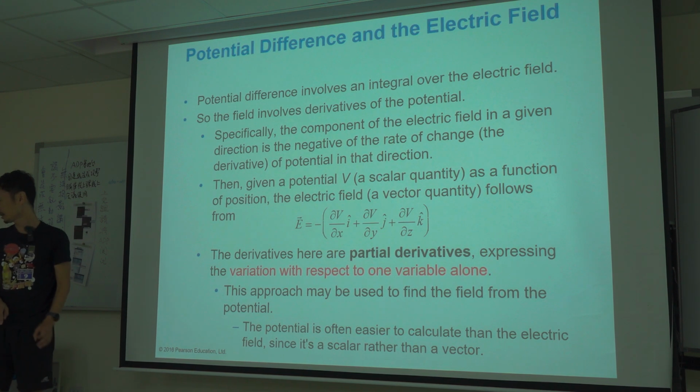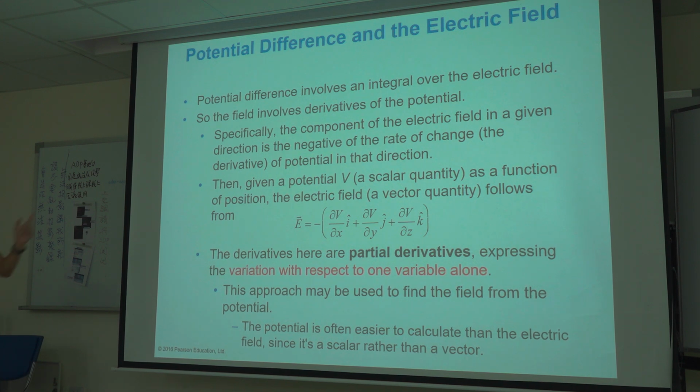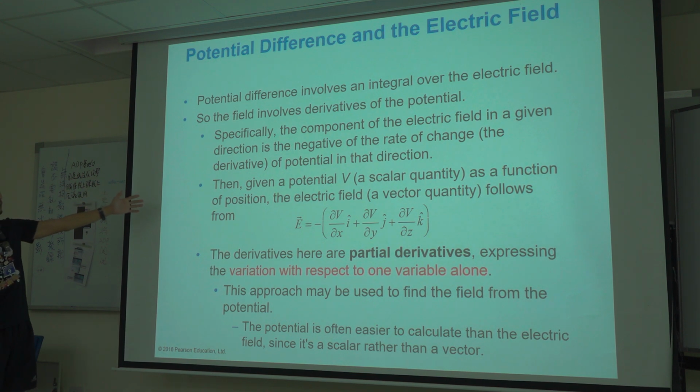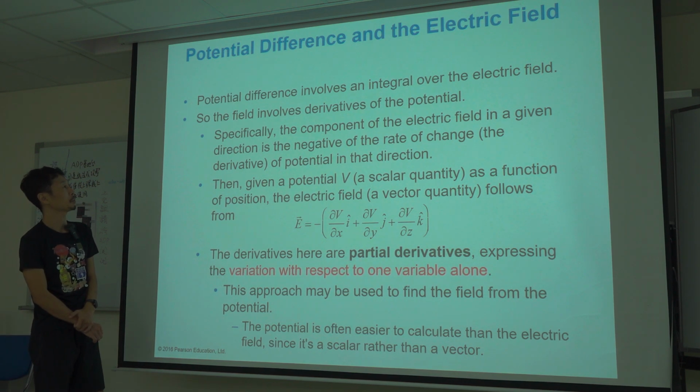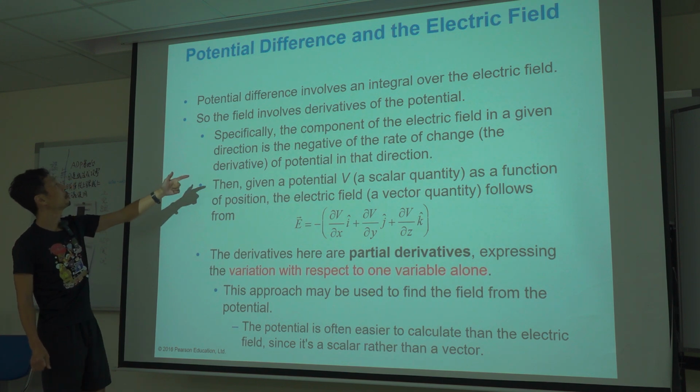Okay. Then let's go to the next. Electric potential difference and the electric field. Potential difference involves an integral over the electric field. That's what we have been doing. So the field involves a derivative of the potential. So it's the opposite, right?